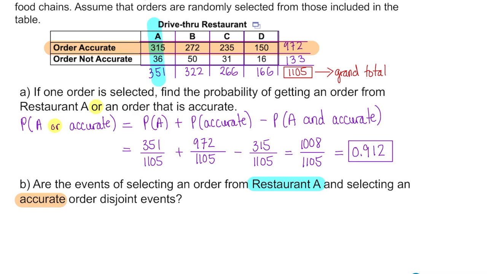In order to do that, all you do is look at these two lines right here. The blue one represents the orders from restaurant A, the orange one represents the orders that are accurate. If they have something in common, they are not disjoint. Or you can also look at the probability of A and accurate. If this probability is not 0, then they are not disjoint.